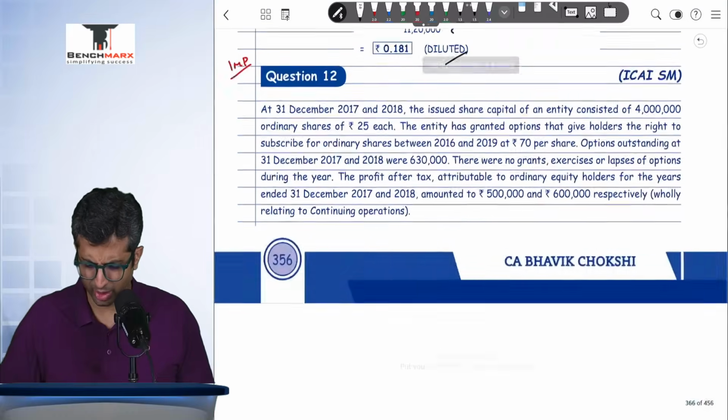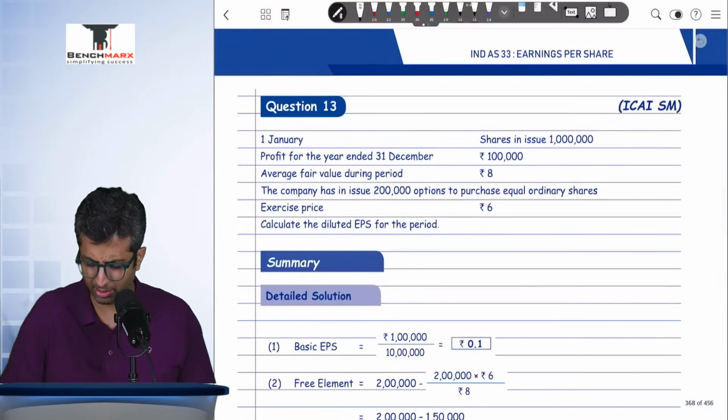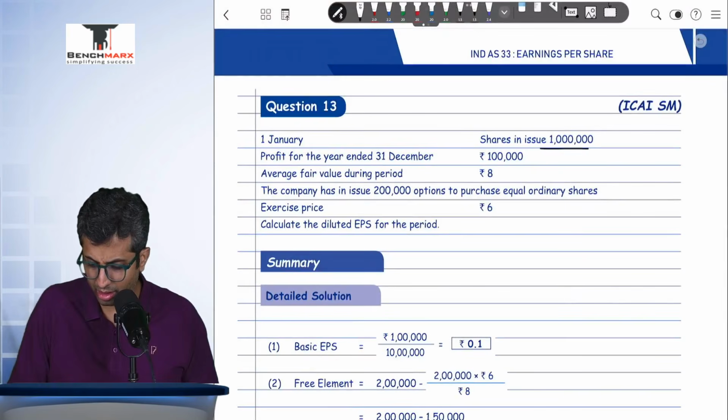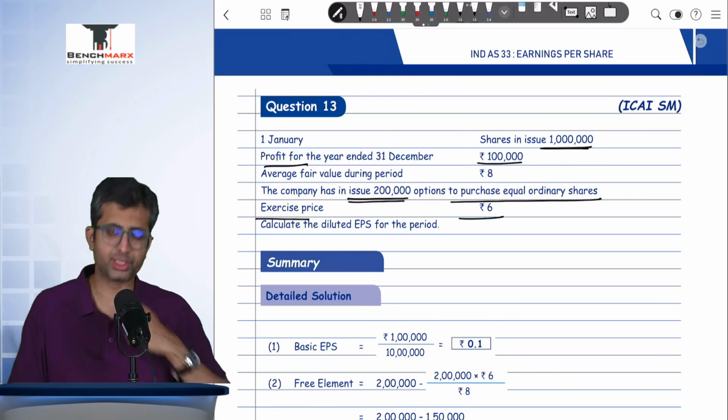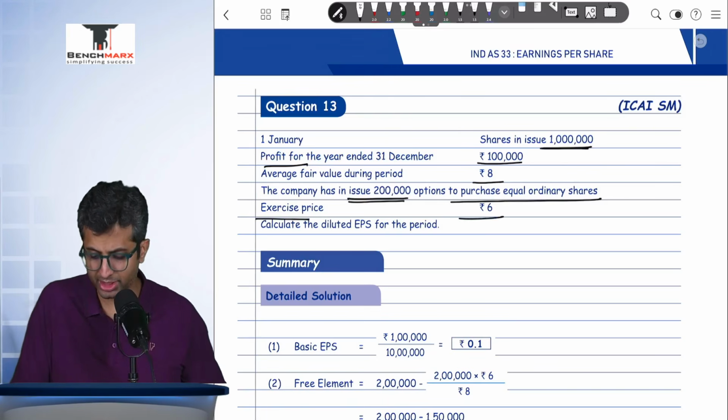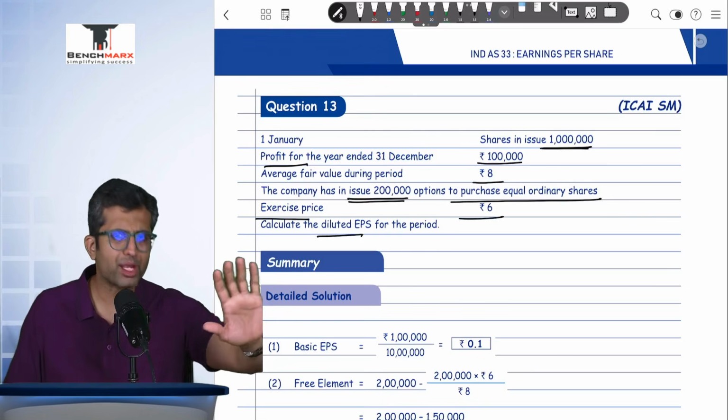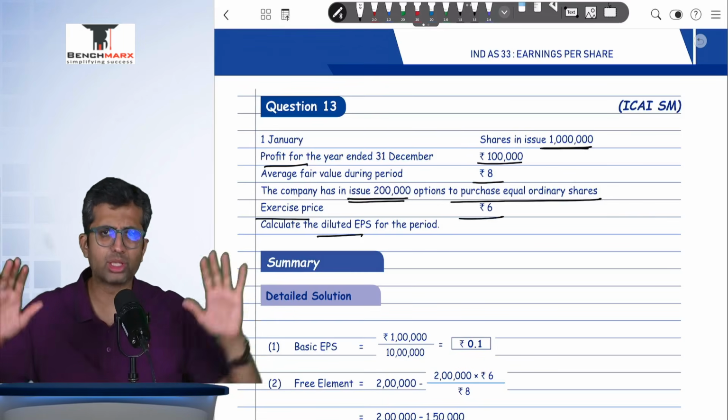It's not an important question, but let us say if I were to take this as an example. There were 10 lakh shares in issue. Profit for the year was 1 lakh, which means 0.1 would have been the basic EPS. The company has in issue 2 lakh options to purchase ordinary shares, and the exercise price is rupees 6. The fair value during the year is rupees 8. Calculate the diluted EPS.